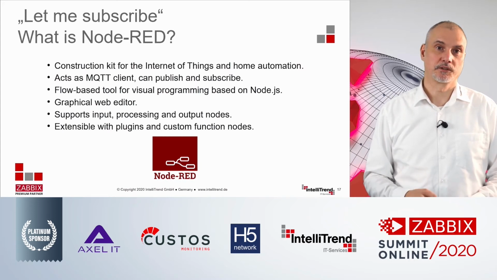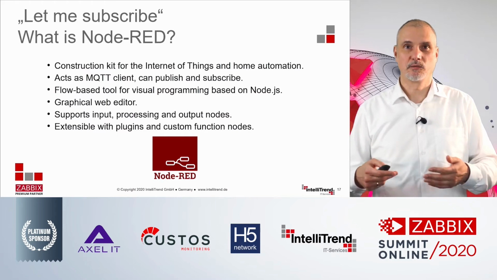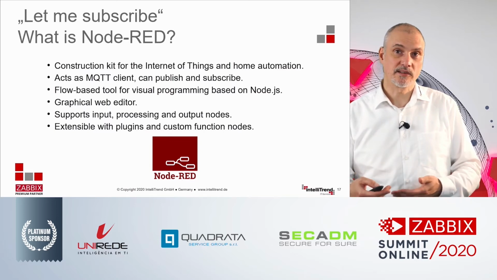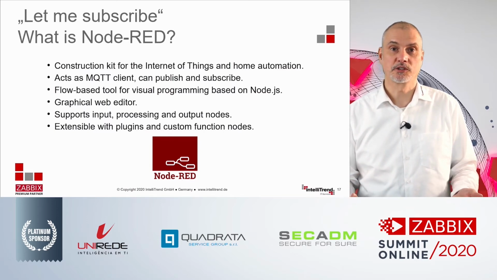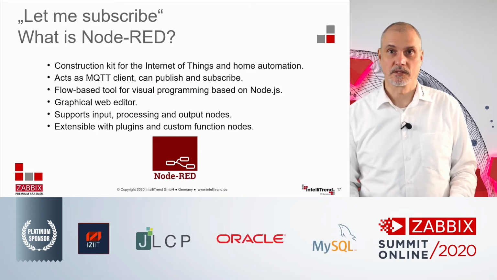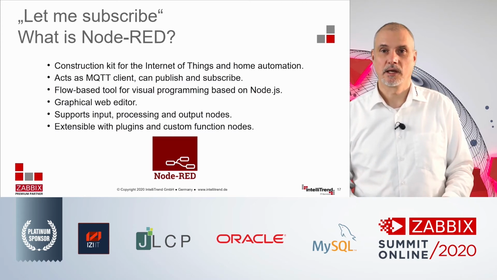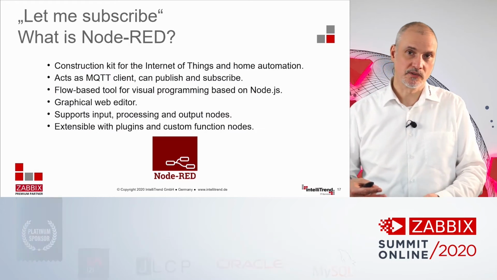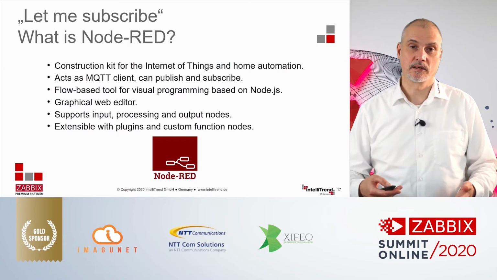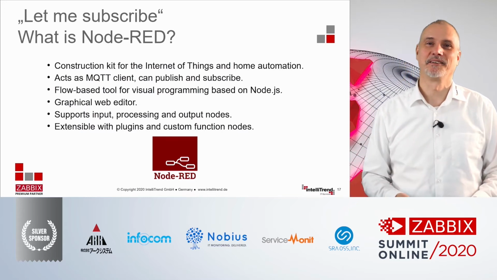So what is Node-RED about? Node-RED is a construction kit for the Internet of Things and home automation. And it really acts as a client, so it can publish, it can subscribe, and it's a flow-based tool. Technically, it's based on Node.js, and to get access to this cool tool, you just need a web browser. So you install the application, and then you open a web browser and connect to it, and you are set. It supports input nodes, output nodes. It supports some processing nodes. And it can be extended easily with plugins and with custom function nodes.